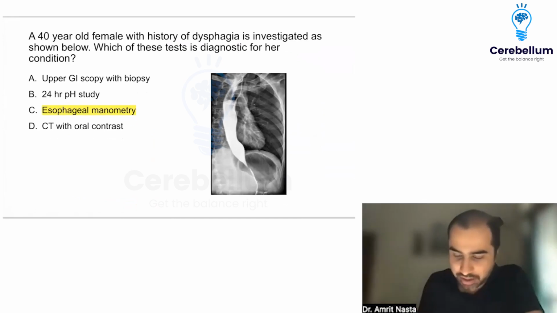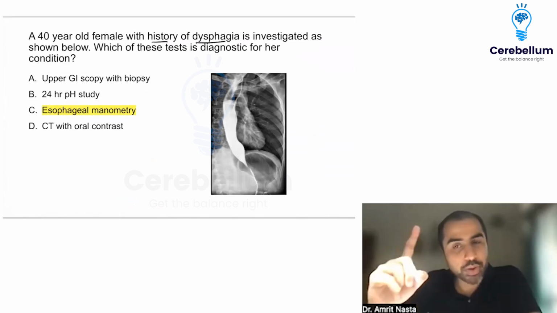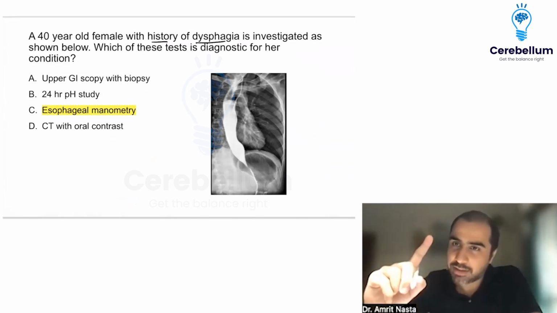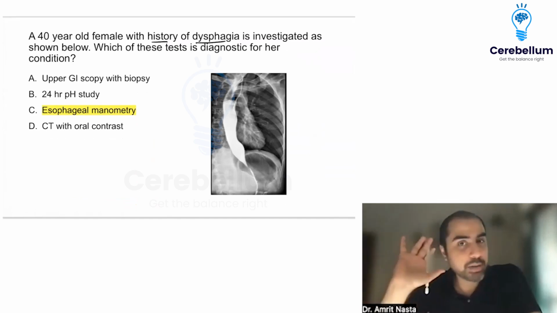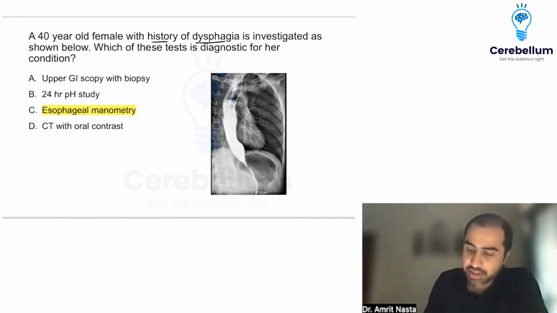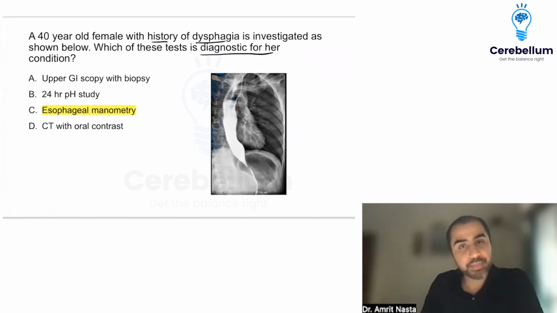Let's see what kind of questions will come. There is a question on that. A 40-year-old female with history of dysphagia. I have not told you whether it is dysphagia to liquids or solids. Purposely, I didn't put it. Investigated as shown, which of these tests is diagnostic? I asked diagnostic. It is going to be manometry.